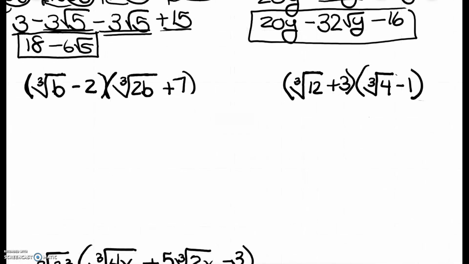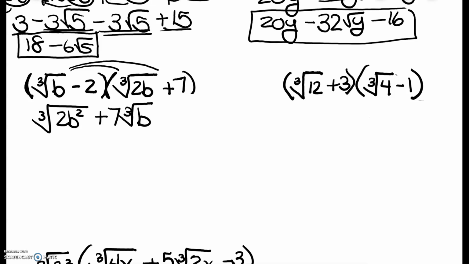All right, so now I'm going to be multiplying binomials that have cube roots. So I'm going to distribute this cube root across both of these terms. So the cube root times a cube root, they have the same root, so I can multiply what's underneath. So I get the cube root of b times 2b is 2b squared. And then when I multiply the cube root of b times the 7, I multiply the numbers in front. Every root has a number in front, and that number is 1. So 1 times 7 is 7, a positive 7, cube root of b.